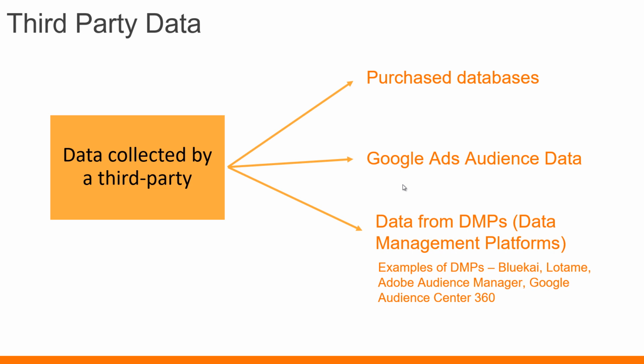Great, so we've seen the three different types of data. We've looked at first, second, and third-party data, understood what they are, and looked at examples of each. I hope you're now clear with this concept.